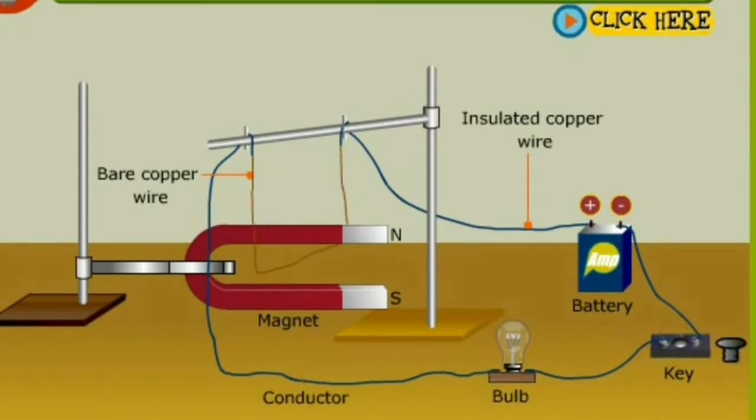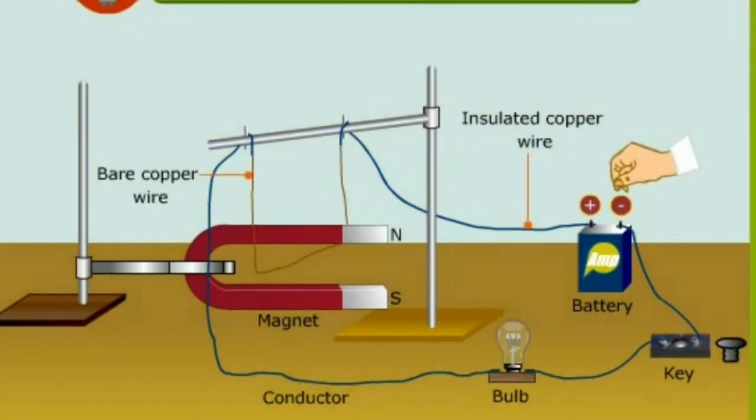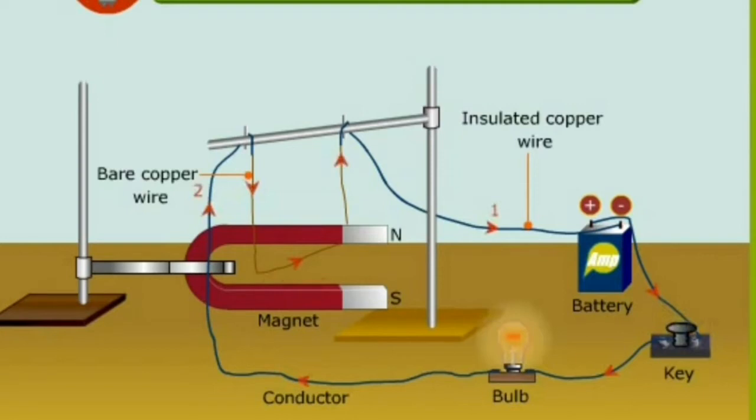Now we can change the direction of current by changing the connection on the battery. In that way, the direction of current through the circuit is reversed. In that condition, when we insert the key, it is found that the bare copper wire shows a deflection in the opposite direction. But it shows the deflection.